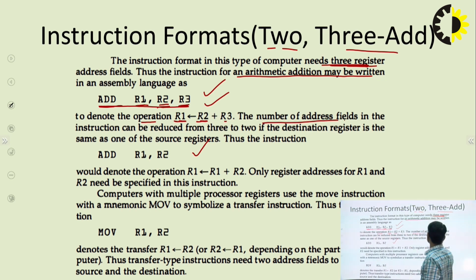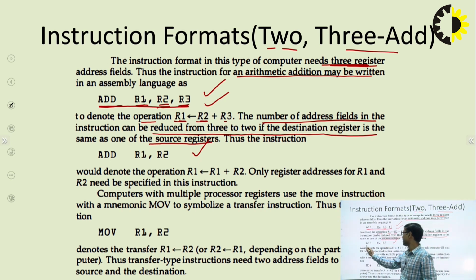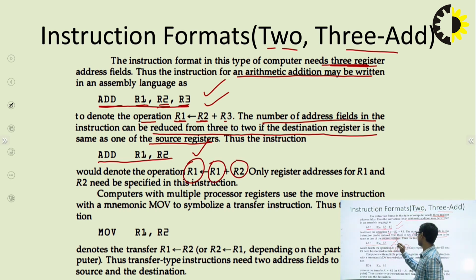So the number of address fields in this instruction can be reduced from 3 to 2, with a destination register, and this is known as the 2 address instruction. So basically add R1, R2. So what will happen? The content of R1 is added with the content of R2 and the result will be stored in R2.